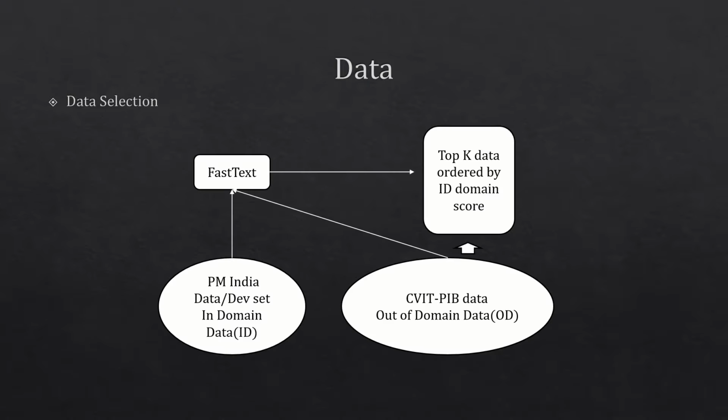During the experiment, we observed that the model trained only with the PM India dataset performed much better than the system trained jointly with the PM India and CVIT PIB dataset. We believe the reason is that the domain of the PM India dataset is much more aligned with that of the test set. So we treat the PM India dataset as in-domain and the CVIT PIB dataset as out-of-domain, and train a fastText classifier accordingly. By using this strategy, we try to filter out the so-called in-domain data from the CVIT PIB dataset. Our experiment proved that this strategy is effective.